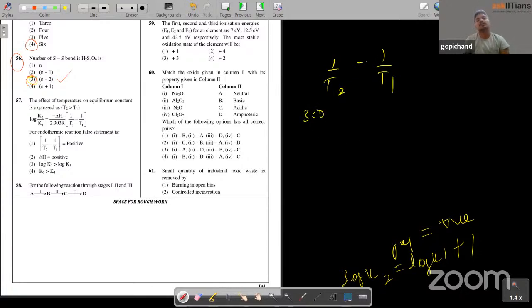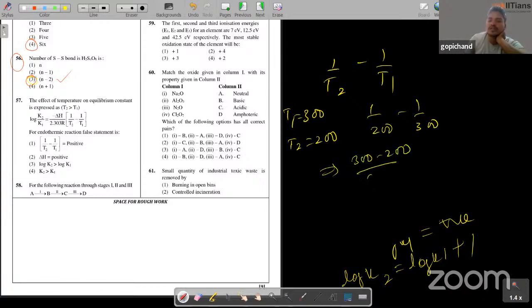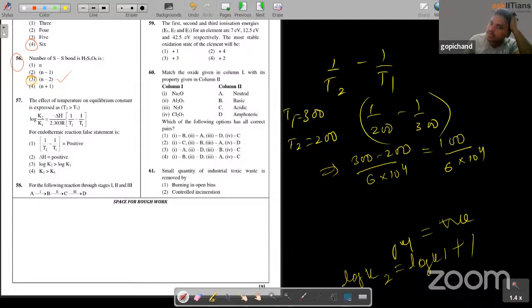Let's suppose you take T1 as 300 and T2 as 200, as they have mentioned T1 is greater. So that means 1 by 200 minus 1 by 300. It will obviously become 300 minus 200 divided by 6,000, or 6 into 10 to the power of 4. So this means 100 divided by 6 into 10 to the power of 4. So I can clearly say that this overall entity is positive.